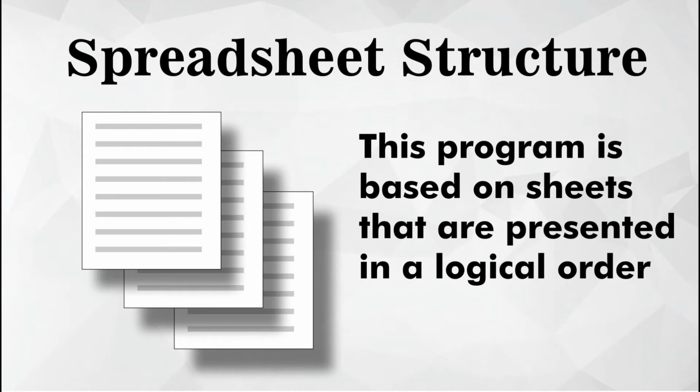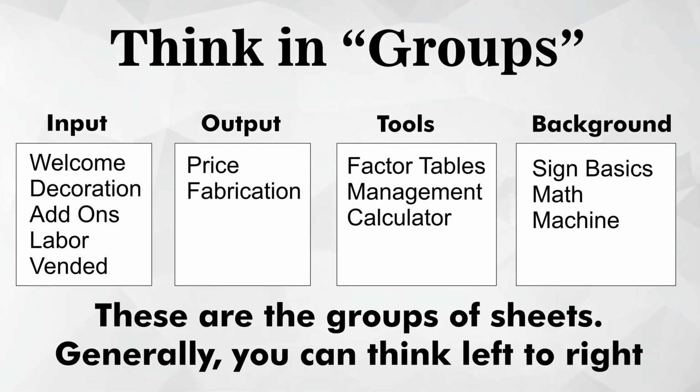The program runs as a spreadsheet. It's available to anyone, anywhere, anytime through Google Sheets, but it runs like any spreadsheet. And the pricing program is really a series of sheets, and they're placed in a logical order. Although it may seem intimidating at first, look at the tabs along the bottom of the program and think in groups.